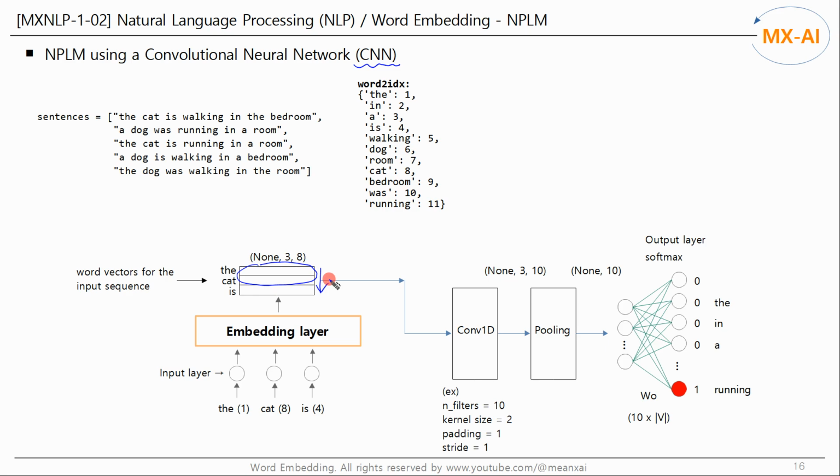CNNs are often more effective at identifying local features or patterns within the sequence. The output of the convolution layer passes through a pooling layer and is then fed into the softmax output layer. The output layer outputs the conditional probability of each word, just like the previous code.